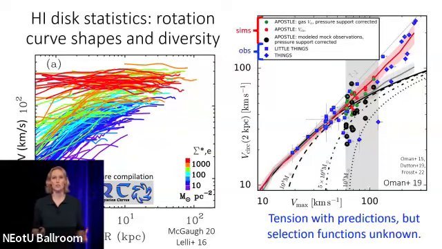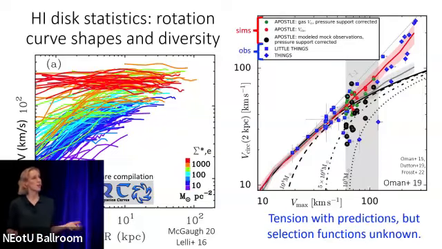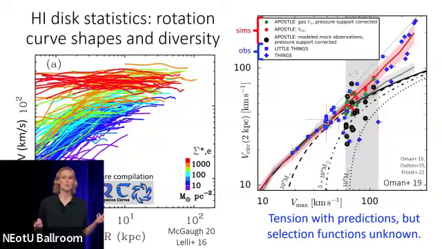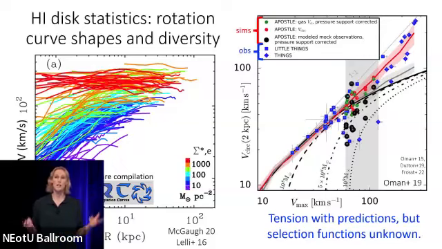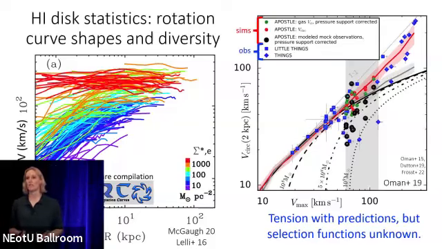be really difficult to do because when you're using historical literature compilations of rotation curves, it's impossible to write down a selection function, which means it's impossible to know whether you're comparing apples to apples in the simulations. And so the state of the art in terms of H1 disk statistics is population-wide studies using well-defined selection functions, and that's where we're sort of going into the future.